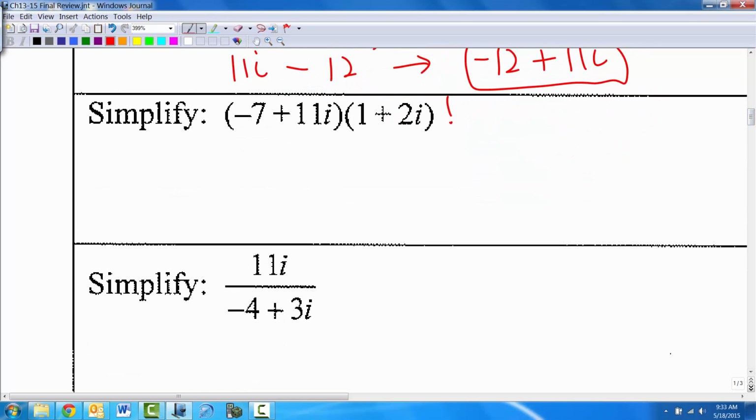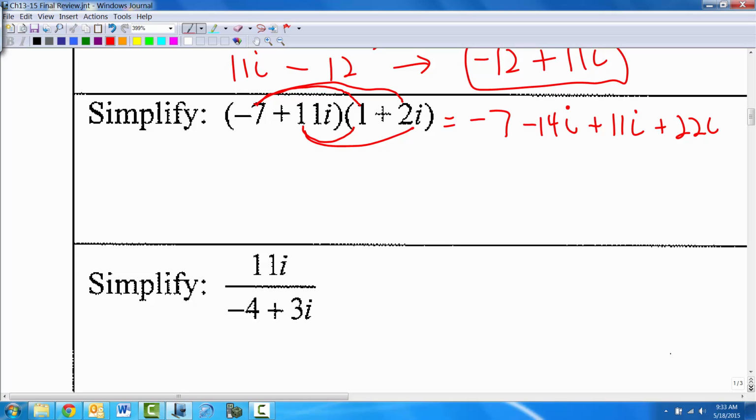Okay, this is, well, let's just say distribute, in case I'm using an illegal word. So distribute this negative 7 times 1. Do the lines. We distributed on a previous video. The only difference is we're dealing with i's now instead of x's. Then you take the 11i and multiply it by 1. And then the 11i times 2i, which is 22. And then i times i is i squared.